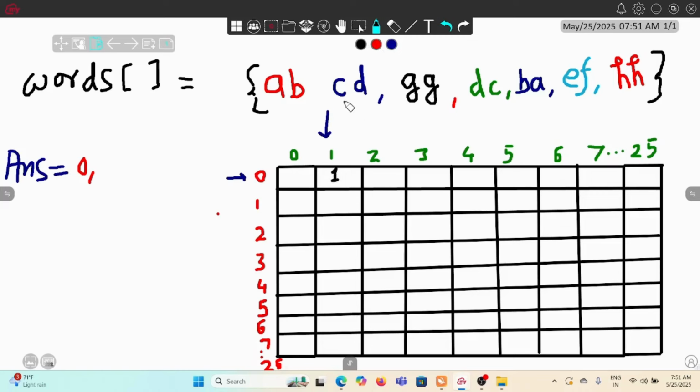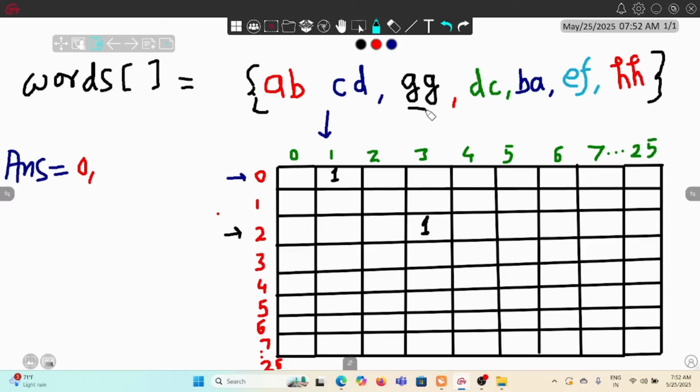Now we are coming to CD. When we come to CD, what is the coordinate? The coordinate is basically 2, 3, right? C stands for the second row, 2, and D is for 3. So this coordinate would be here, and we will increase this frequency as well by 1.